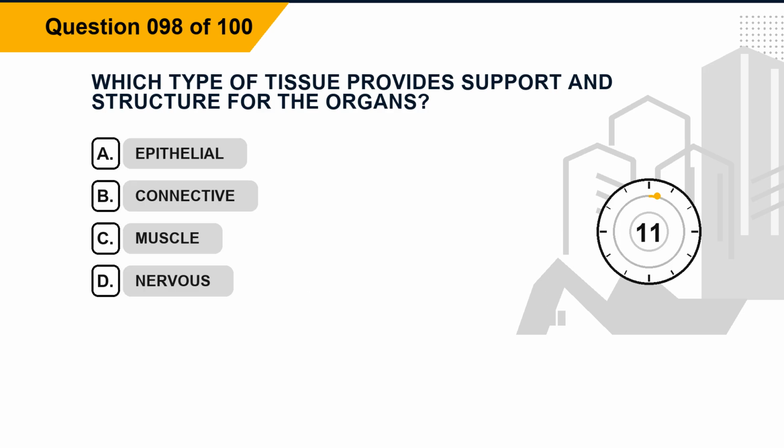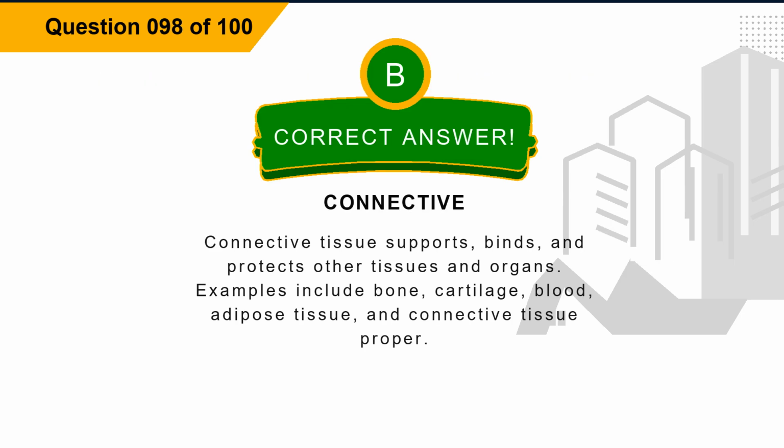Question 98. Which type of tissue provides support and structure for the organs? Option A, epithelial. Option B, connective. Option C, muscle. Option D, nervous. The correct answer is option B, connective. Explanation. Connective tissue supports, binds, and protects other tissues and organs. Examples include bone, cartilage, blood, adipose tissue, and connective tissue proper.